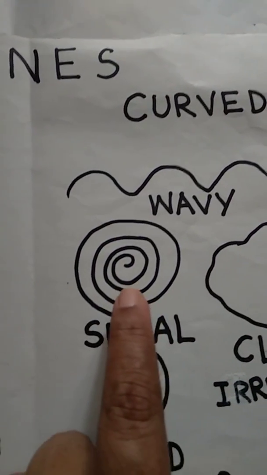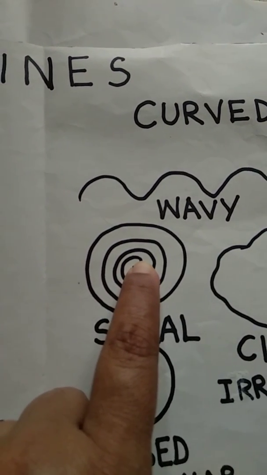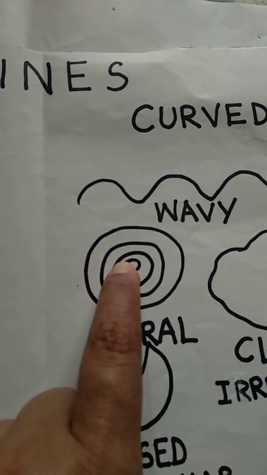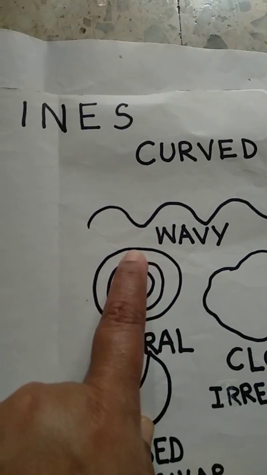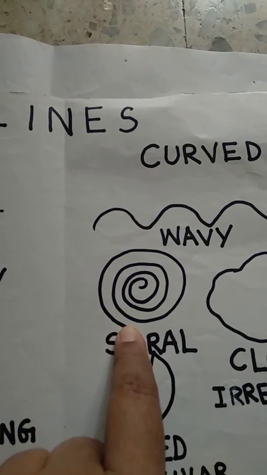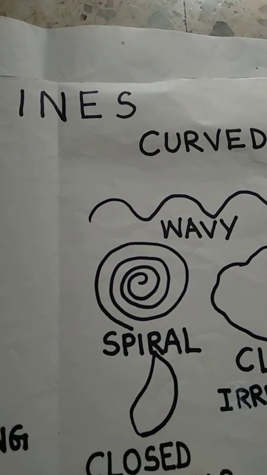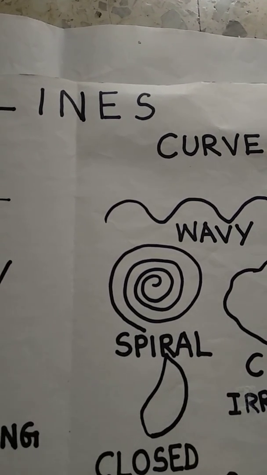Next we come to the spiral. The spiral line starts from a point in the middle and then goes out round and round, round and round, round and round. Where have you seen this line? Can you imagine? Can you remember? Have you ever seen this line?